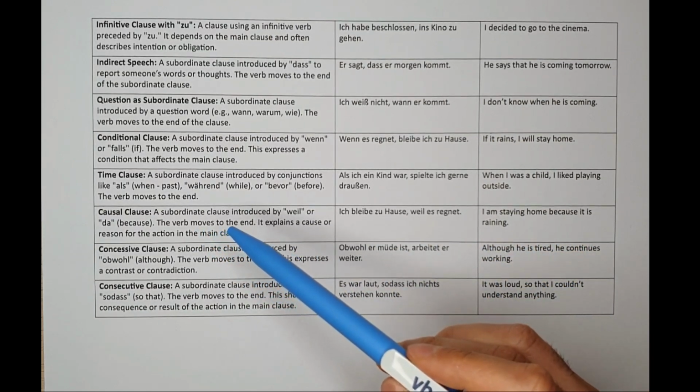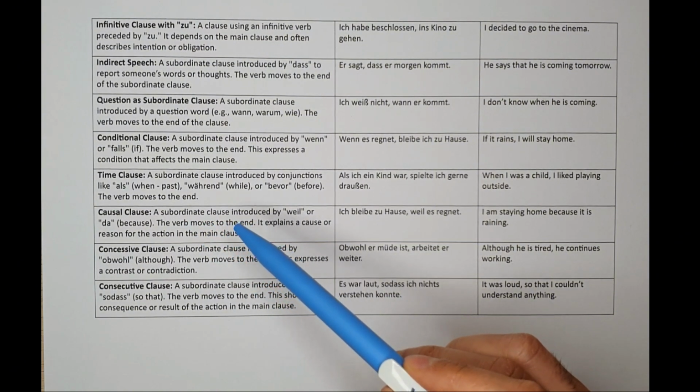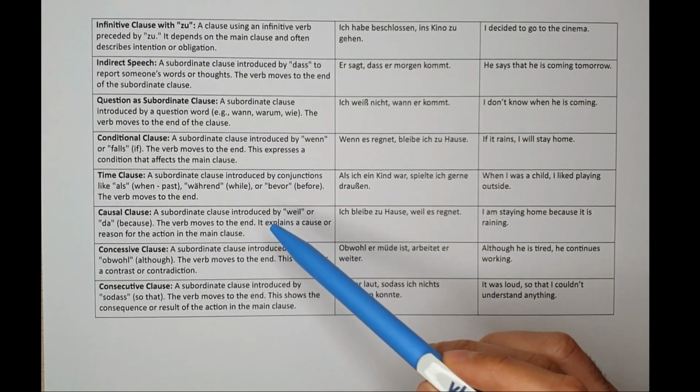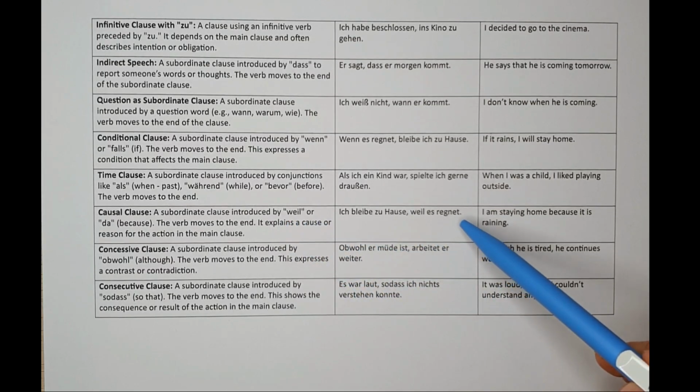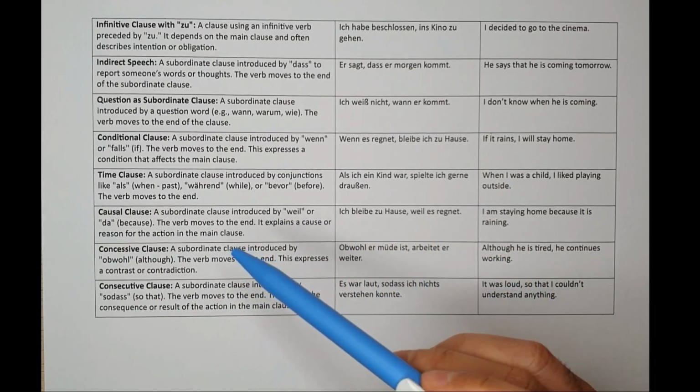Just a quick recap on subordinate clauses. Oftentimes, basically most of the time, you have the verb at the end of the sentence. At the end of the sentence, just so you know.